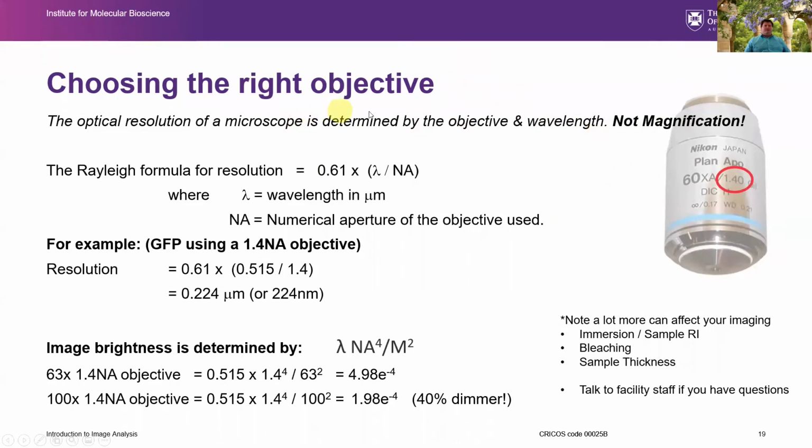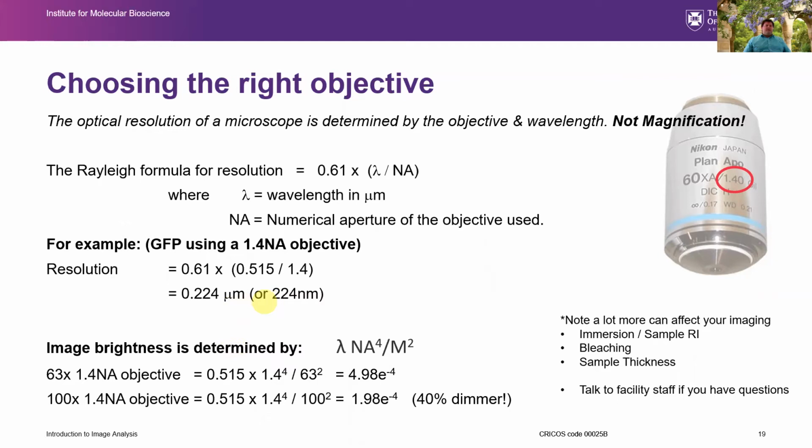So I should say NA, sorry. And the way that we calculate the theoretical resolution is using the Rayleigh formula. So the Rayleigh formula is 0.61 times the wavelength of the emission over the numerical aperture. So for example, if we had GFP signal that we wanted to capture on a 1.4 NA objective, then our formula would look like this, and it would calculate down to being 224 nanometers, which is about the optical limits of most microscopes.